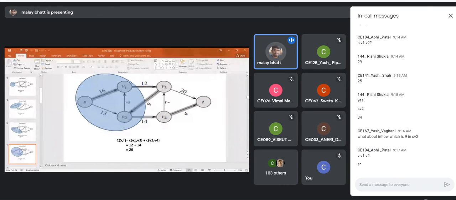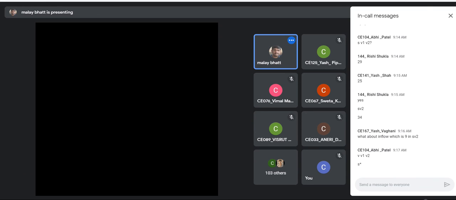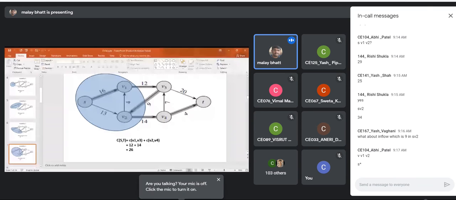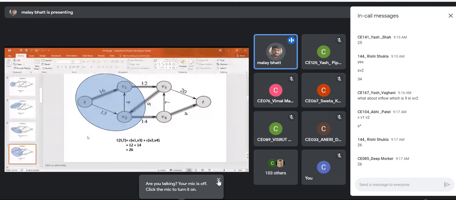So now what is the capacity of this? The V1 outgoing value is 12, V1 to V3, and V2 to V4 outgoing value is 14. These are the only two outgoing arrows. So 12 plus 14, you will get 26. Clear? Which is not a minimum value because we got the minimum as 25.